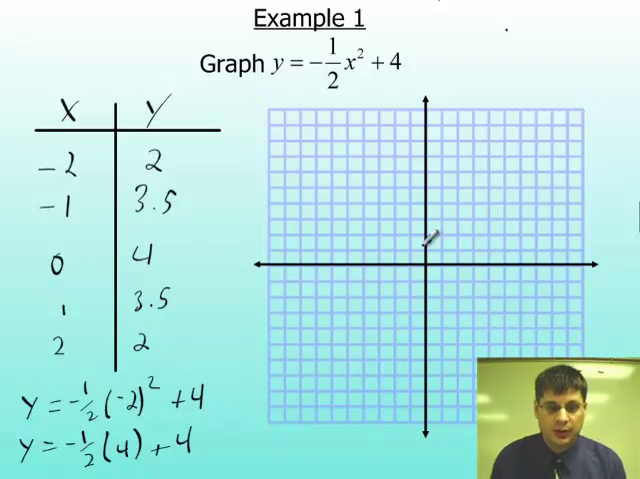So let's plot those points. So -2, 2, -1, and then positive 3.5. So 1, 2, 3, and halfway between 3 and 4. Then (0, 4). And then it's going to be symmetric. So I really don't even have to look at my values for this one.